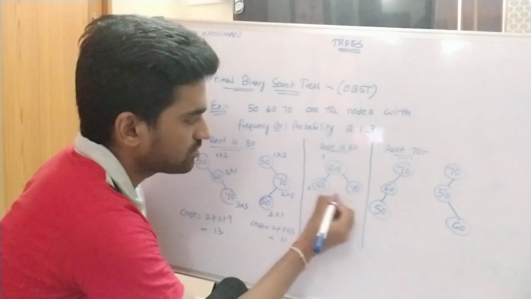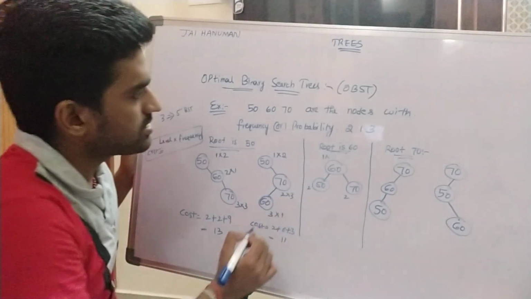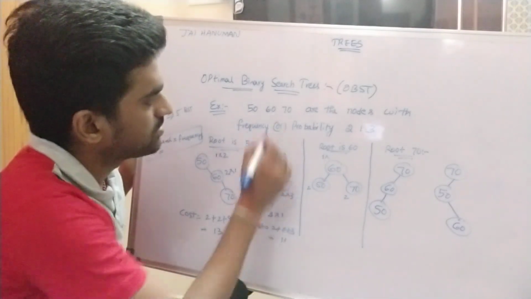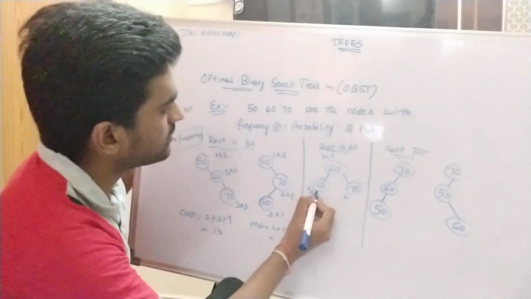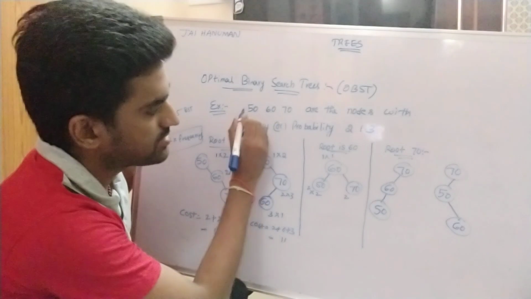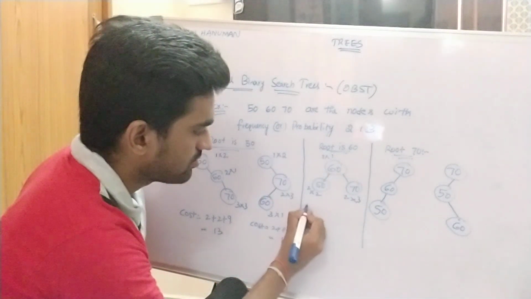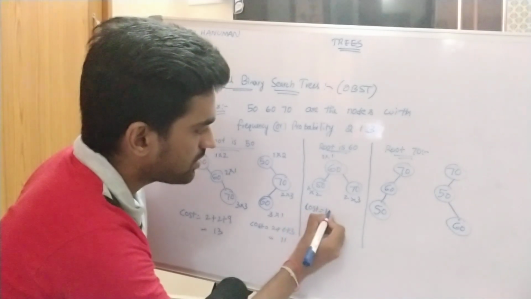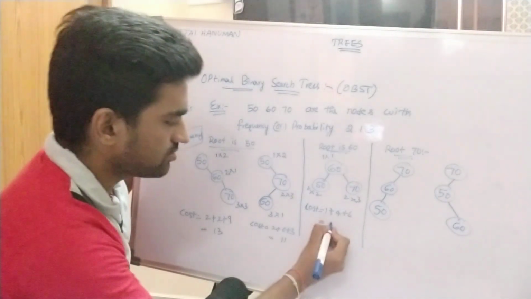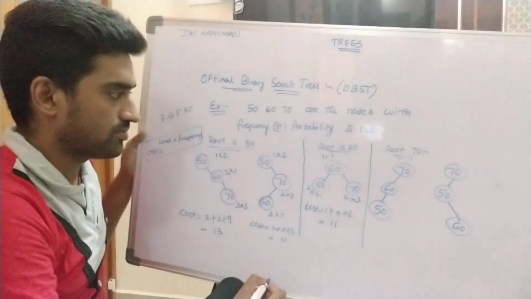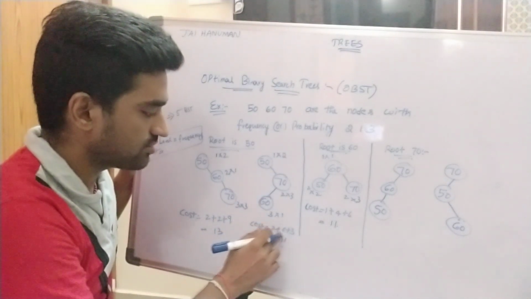Level 1. These two nodes are present at level 2. So 1 into 60. What is the frequency of 60? 1. Then 2 into 50, so 50 is 2. 70 is 3. So the cost is equal to 1 plus 4 plus 6, which is equivalent to 11. So 2, 6, 3: 6 plus 3 is 9, 10, 11.